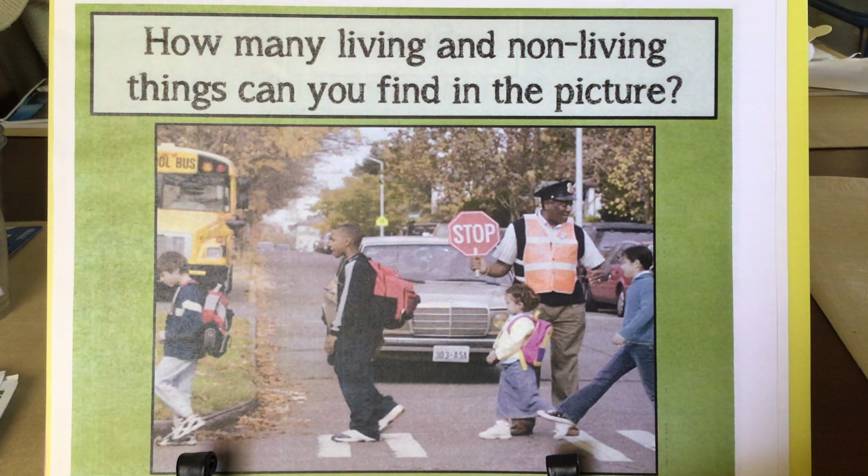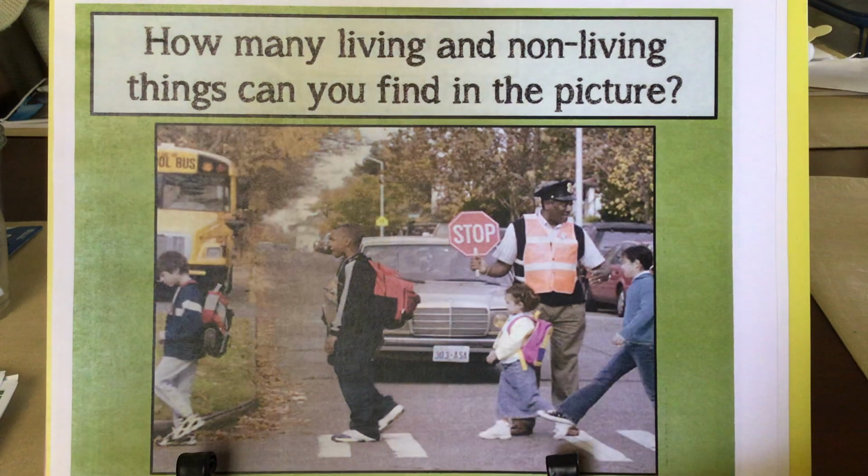Those are all non-living. Now let's think about the things that you see that are living. Well, I see 5 people, 4 children and an adult. I see grass. I see trees that are living. All those are living things.